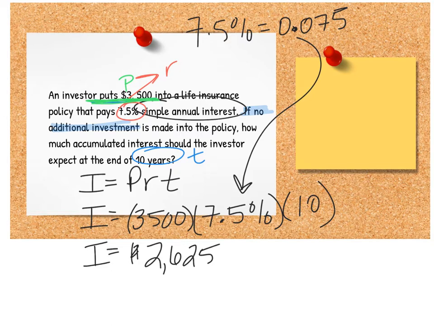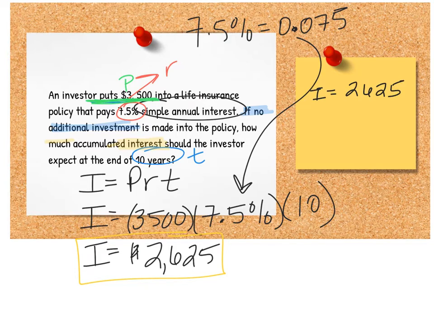How much interest? What is my interest amount? Okay, so this would be my answer. I'm going to write: my interest amount is 2,625.